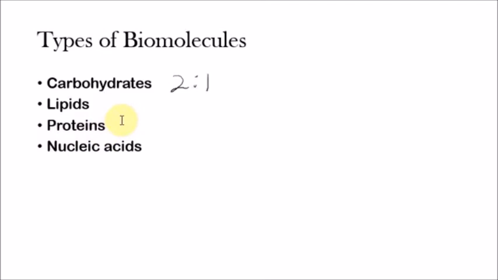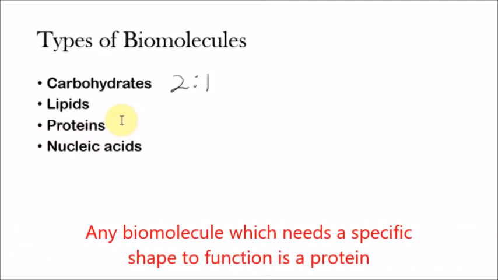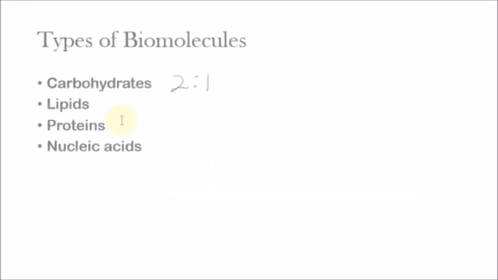Next, we have proteins, and really any biomolecule that needs a specific shape will be a protein, whether it's the keratin in your hair and in your fingernails, or it's enzymes that are used to catalyze the reactions in your cells in very specific places. Any biomolecule that needs to have a specific shape will get that shape because it's a protein. We have a video on all of these, but we have a video on proteins that will go more into why the shape is so important for a protein and how that happens.